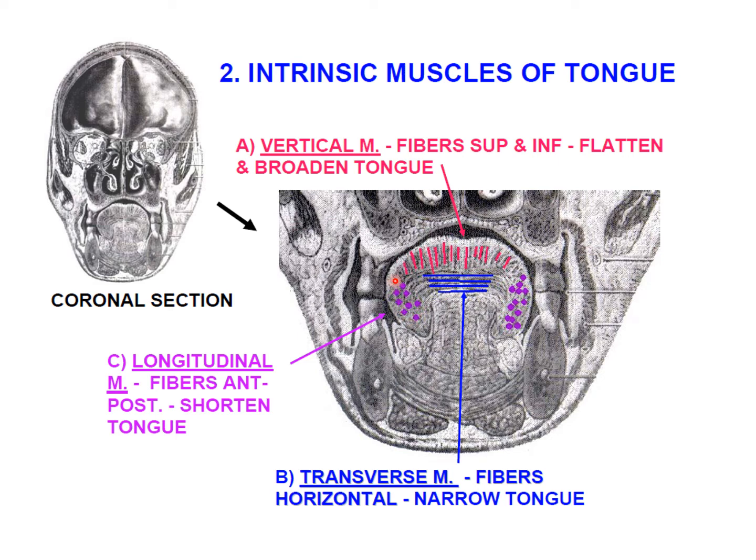The superior and inferior longitudinal muscles run anteroposteriorly, and when they contract, they are going to shorten the tongue anteroposteriorly. Then you've got the vertical group of muscle fibers which run top to bottom, and when they contract, they would broaden the tongue side to side. The transverse muscle fibers run horizontally, and their contraction is going to narrow the tongue from side to side. So superior and inferior longitudinal muscles anteroposteriorly, vertical top to bottom.